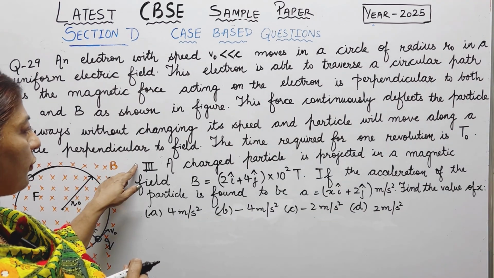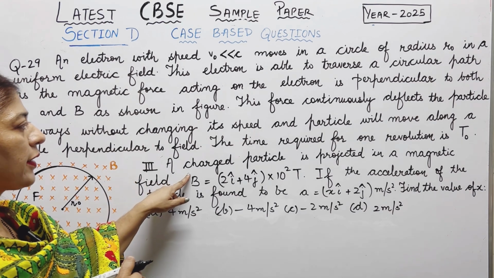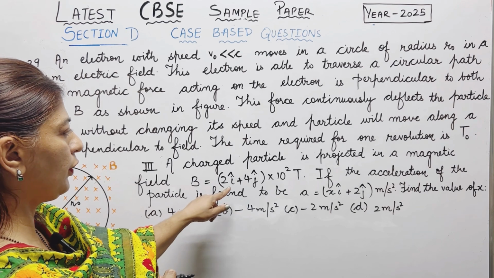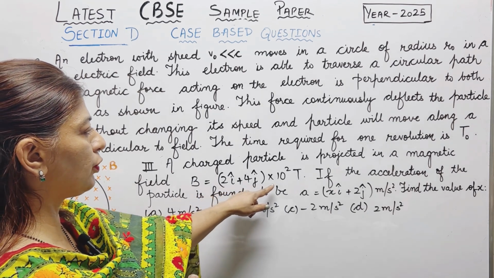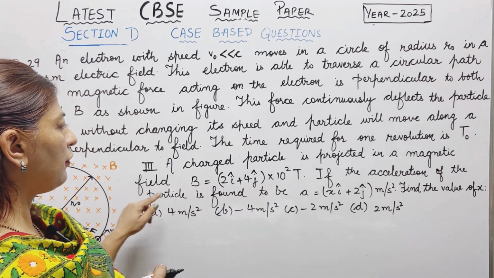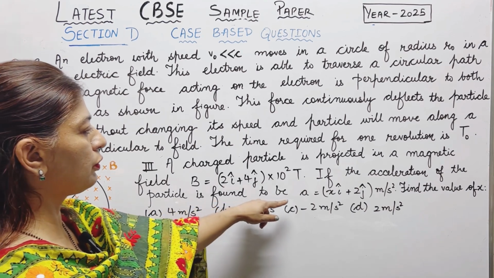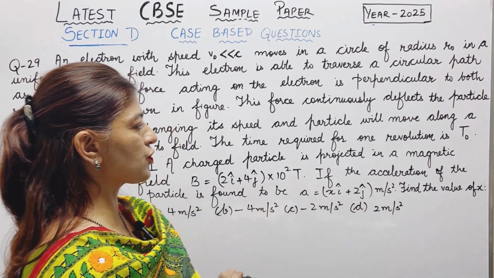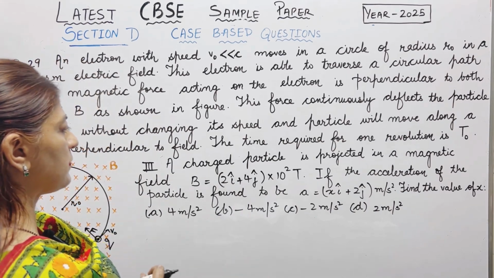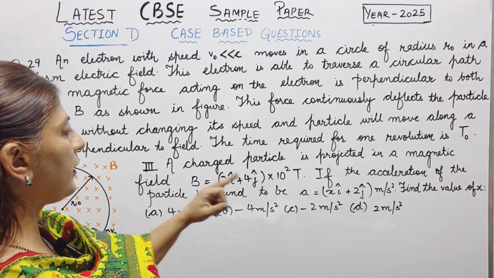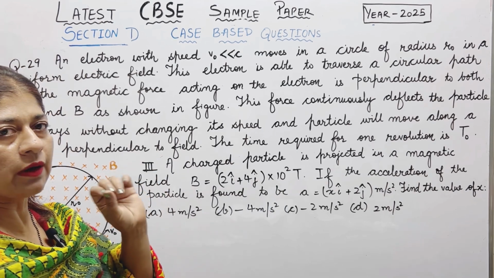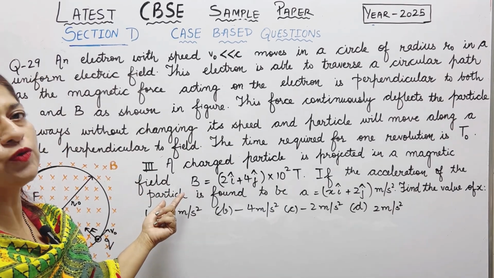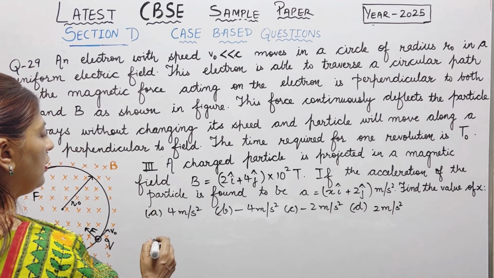In the third part, the question asked is: a charged particle is projected in a magnetic field, and the magnetic field is given as (2i cap plus 4j cap) into 10 power 2 Tesla. If the acceleration of the particle is found to be (x i cap plus 2j cap) meter per second square, find the value of x. Here, magnetic field and acceleration are given. Acceleration is related to the force. Force is mass into acceleration, and there is a relation between force and the magnetic field.